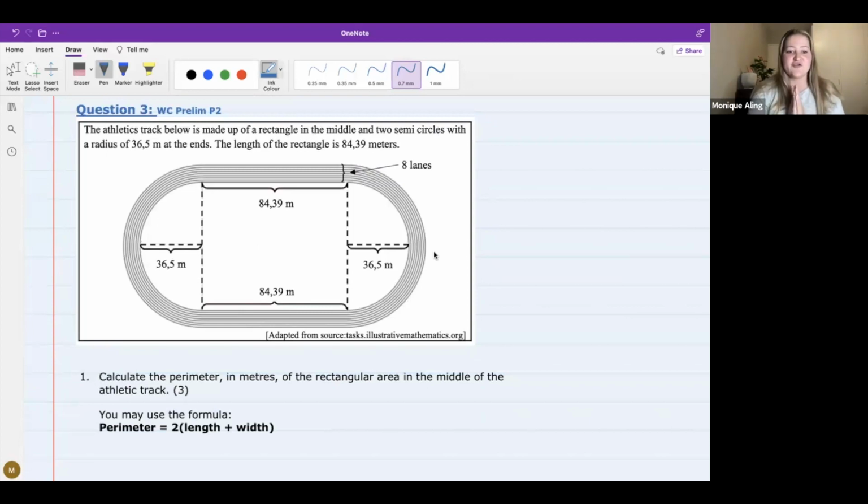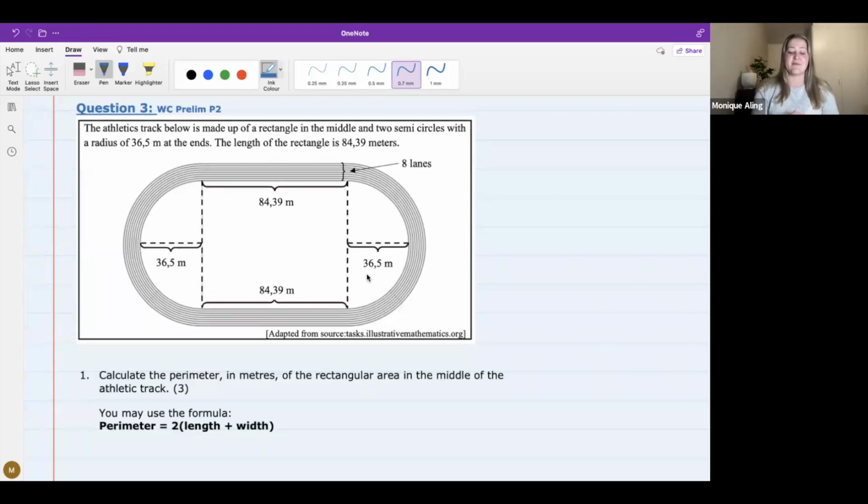It says the athletics track below is made up of a rectangle in the middle and 2 semicircles with a radius of 36,5 meters at the ends. The length of the rectangle is 84,39 meters. So they've given us all the measurements in the question as well as on the diagram. Let's look at question 1. Calculate the perimeter in meters of the rectangular area in the middle of the athletic track. You may use the formula perimeter is equal to 2 times length plus width.